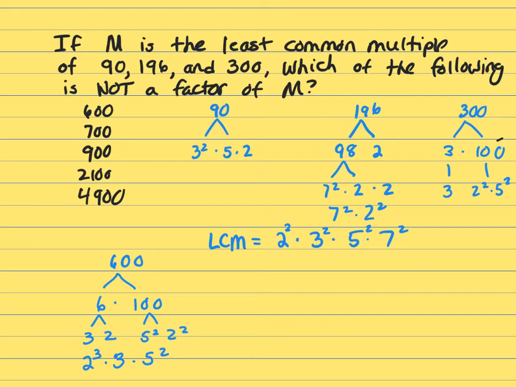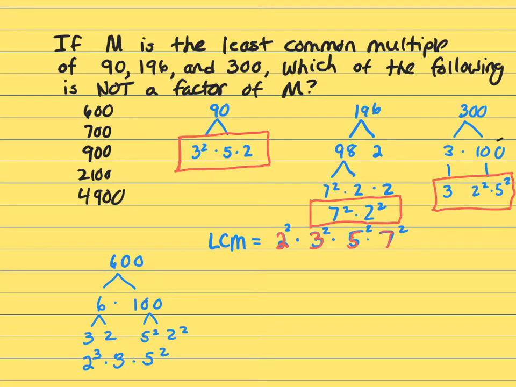So 90 is 3 squared times 5 times 2. 196 was 7 squared times 2 squared, and you can see the steps I broke that down. And 300 is 3 times 2 squared times 5 squared. So my common factors between those were 2, 3, 5, and 7.